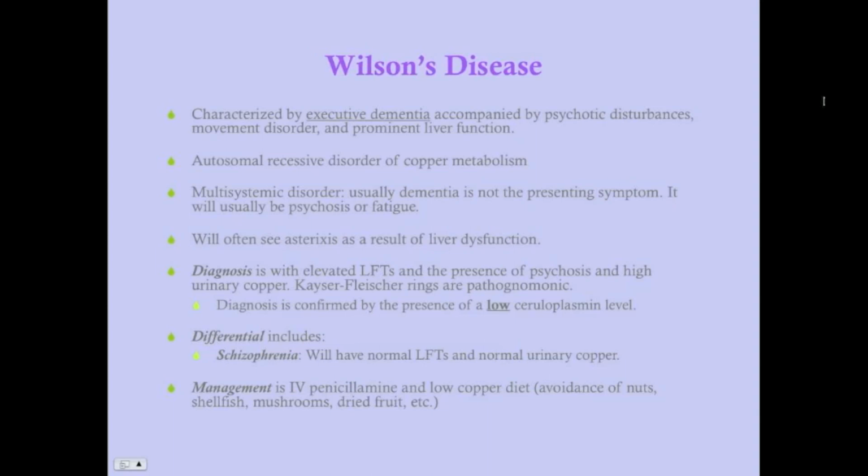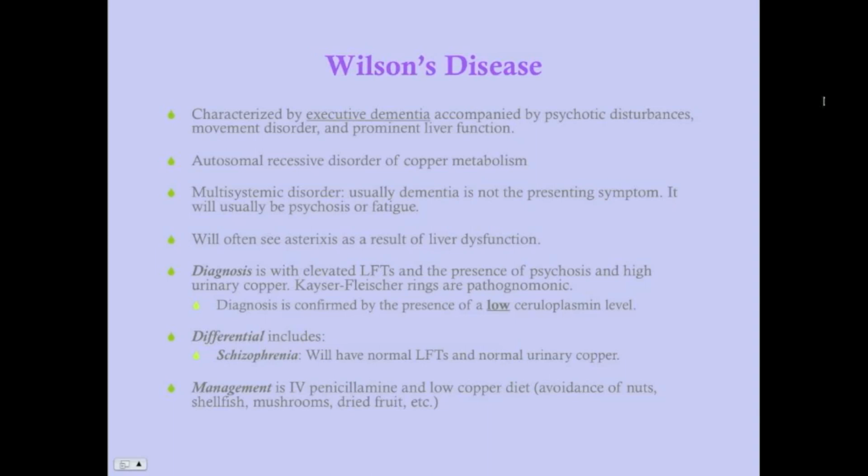Usually dementia is not the presenting symptom, but if it is, it'll be an executive dementia. It's not going to be disorientation. It's usually going to be an inability to function in daily life, like inability to keep lists, inability to hold a job, etc. Usually with Wilson's disease, the presenting symptom is going to be upper right quadrant pain. It might be psychotic disturbances similar to schizophrenia.